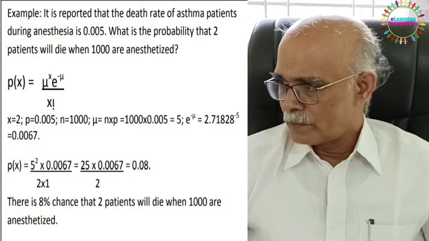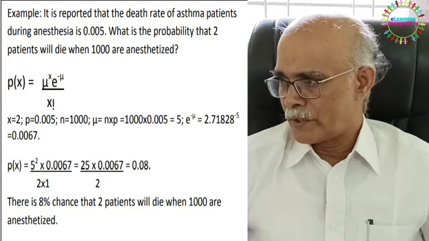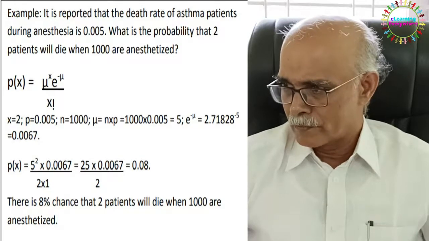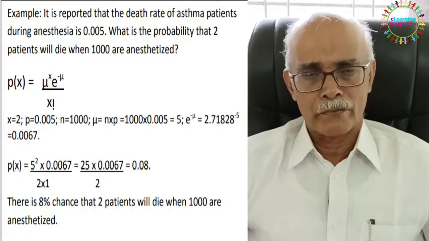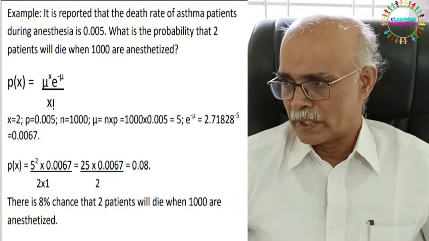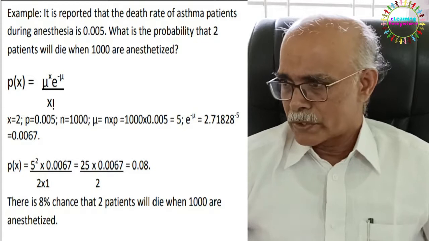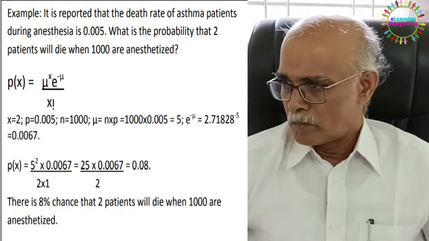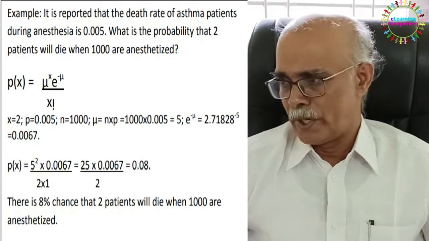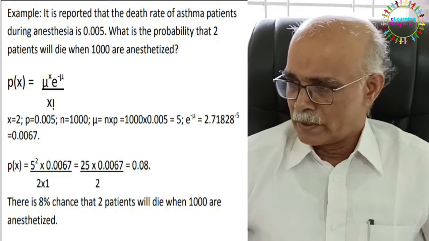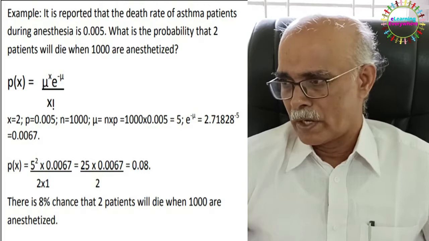e raised to minus mu is 2.71828 raised to minus 5, and either when calculated or from the statistical tables, you will get it as 0.0067. So P(x) is calculated here, substituting the values in the formula, and you will get it as 0.08. It means that there is an 8% chance that 2 patients will die when 1000 are anesthetized.